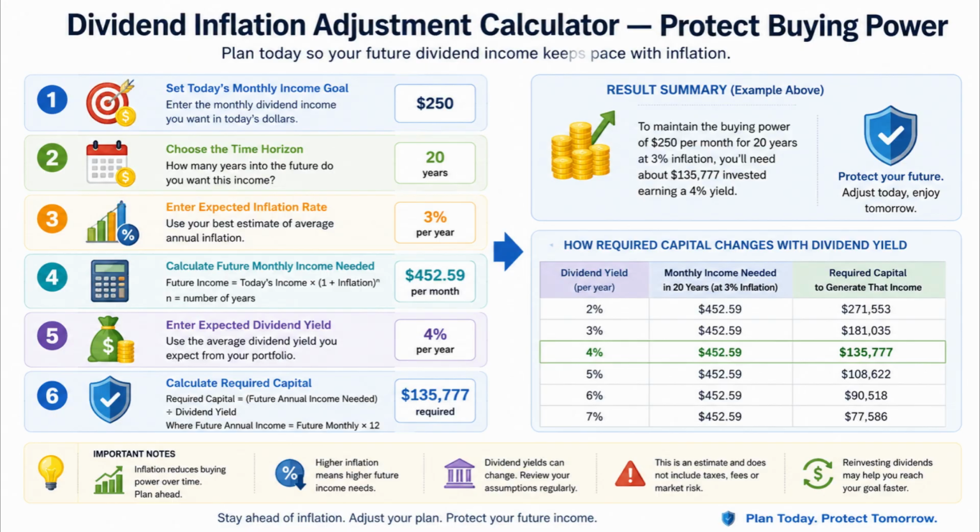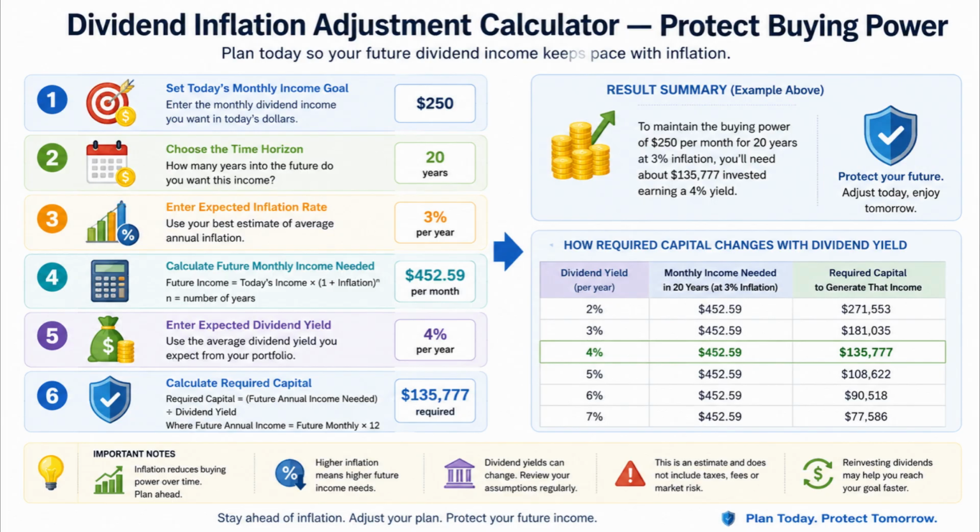Now, we enter the expected dividend yield. In this example, the portfolio dividend yield is 4% per year. This yield helps estimate how much capital may be required to generate the inflation-adjusted income. After that, we calculate the required capital. First, the future monthly income of $452.59 is converted into annual income by multiplying it by 12.